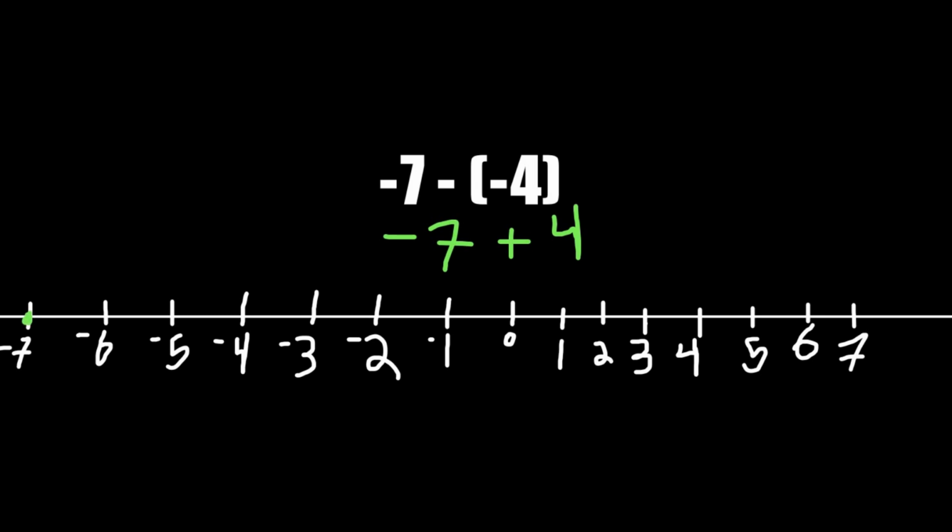Negative 7 is here, and we're going to be moving to the right 4 times. So 1, 2, 3, 4. So the answer to negative 7 minus negative 4 is equal to negative 3.